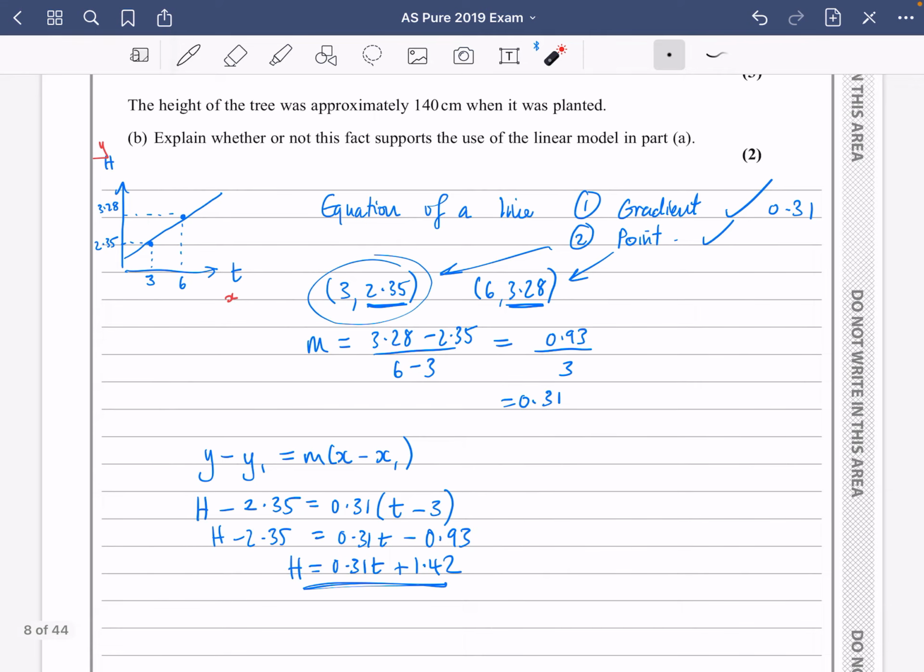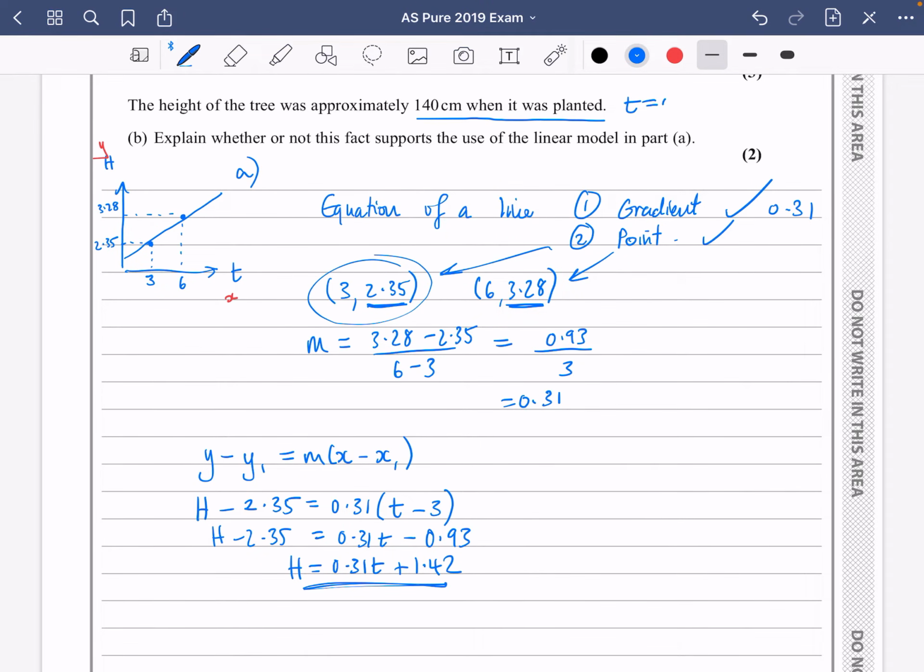Now, part B of the question says the height of the tree was approximately 140 centimeters when it was planted. Explain whether or not this fact supports the use of the linear model in part A. Well, it says 140 centimeters when it was planted.